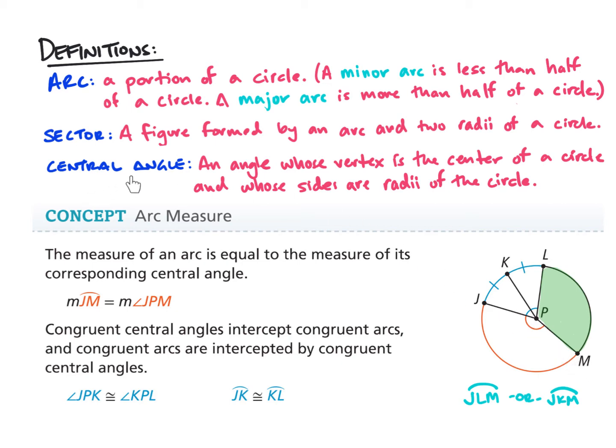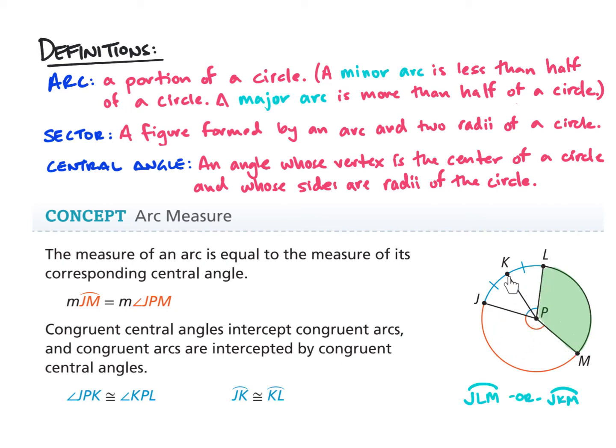A central angle is a term you're going to see used in just a few minutes here. A central angle is any angle whose vertex is the center of a circle and whose sides are radii of the circle. So for instance, if I look back at this picture, angle LPM right here would be one example of a central angle. It's got its vertex at the center of this circle. One side is the radius PL, the other side is the radius PM, so it fits that definition of what a central angle is. You can see a bunch of central angles in this picture.